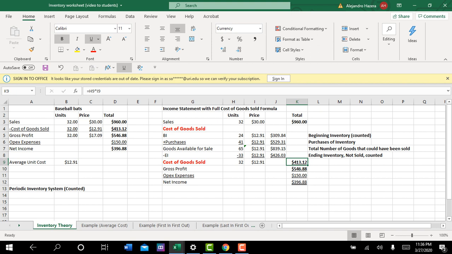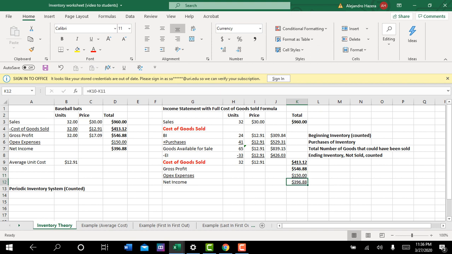And I'm going to take this line out here. Less your operating expenses gives you $396.88. Now that's a simple enough example, but this is going to be the example that we use for the three examples that we're coming up.